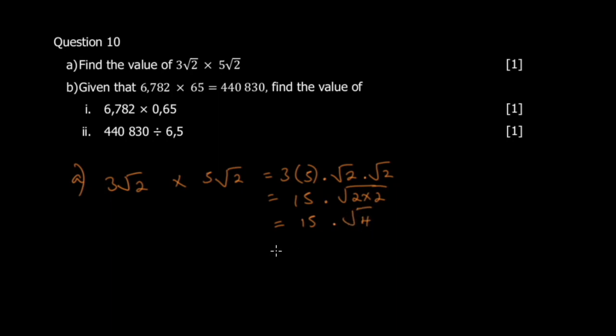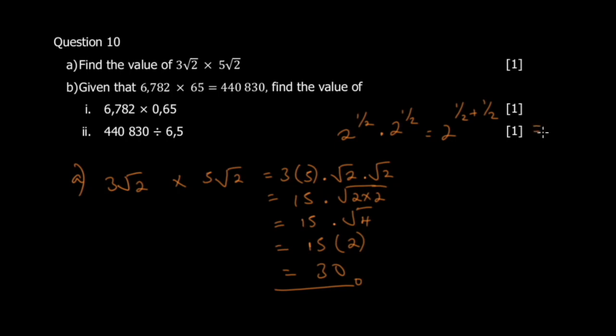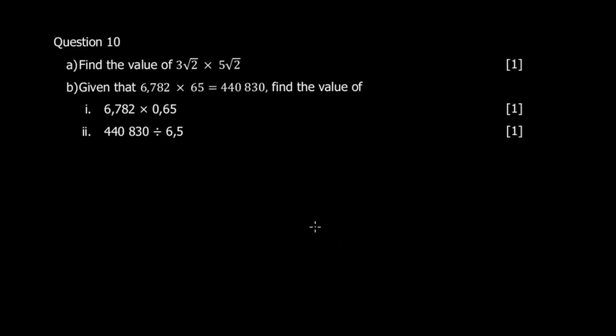So here you'd get 15 by 2, so you get 30. 30 would be your answer. Another way to go about this one is you just say 10 to the power half times 2 to the power half, which is equal to 2 to the power half plus half, which is equal to 2 to the power 1, which is equal to 2. That's why we have 2 here, okay? So you get 30 at the end of the day.